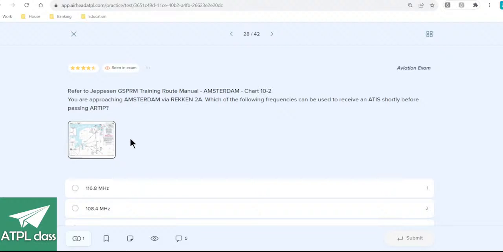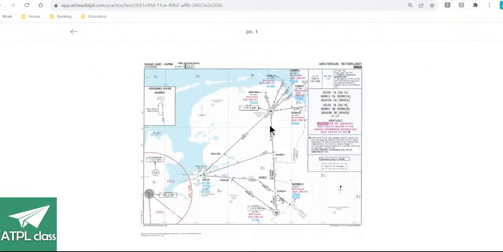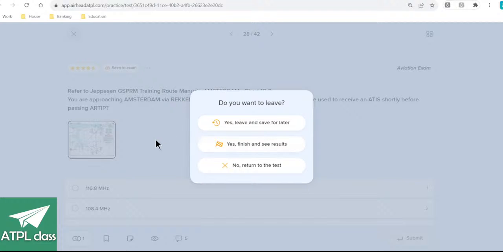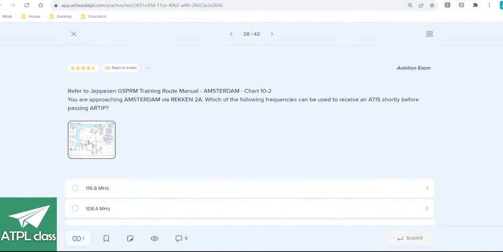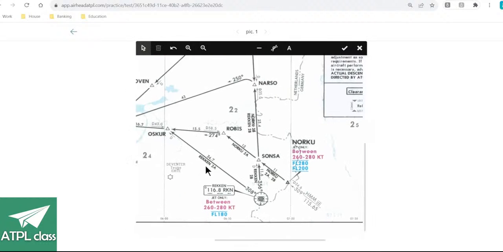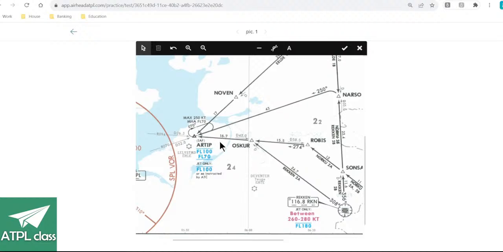Refer to the Amsterdam chart. You're approaching Amsterdam via Rekken to Alpha, which of the following frequencies can be used to receive an ATIS shortly before passing RTIP? Rekken to Alpha. Where are you, Rekken? Which of the following frequencies can be used to receive ATIS shortly before passing RTIP? Ooh. No. Return to the test. Where are you? There we go. Rekken to Alpha before reaching RTIP.